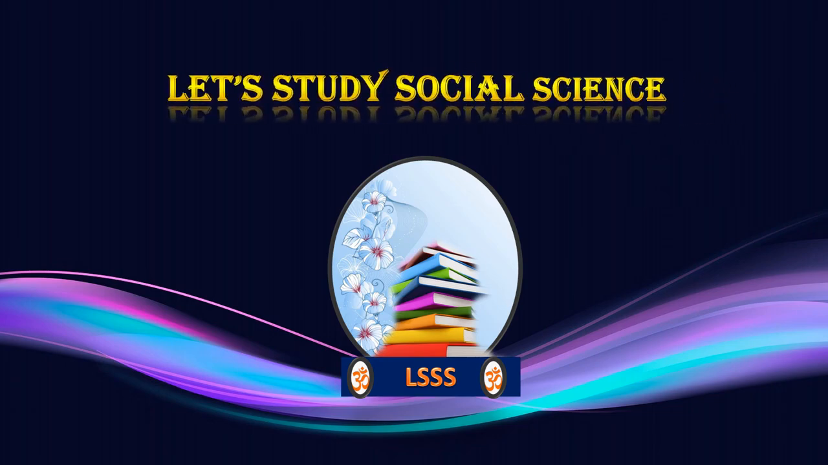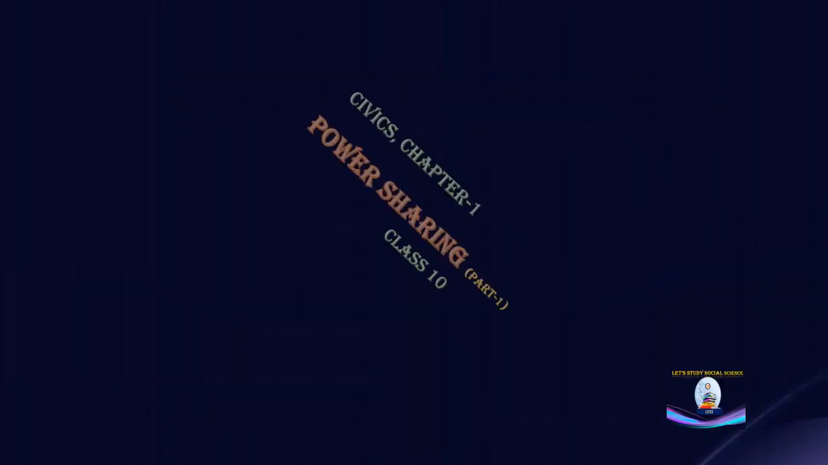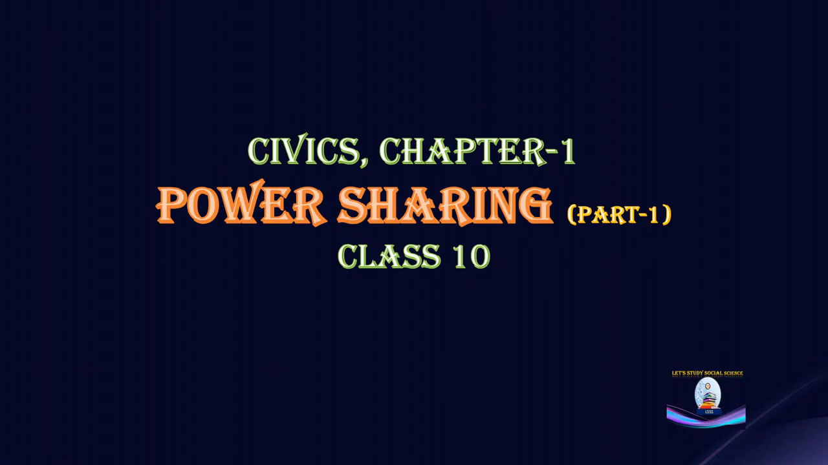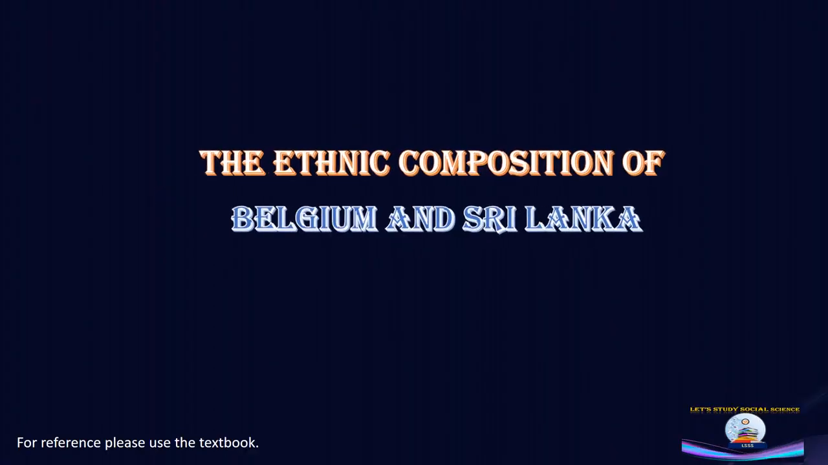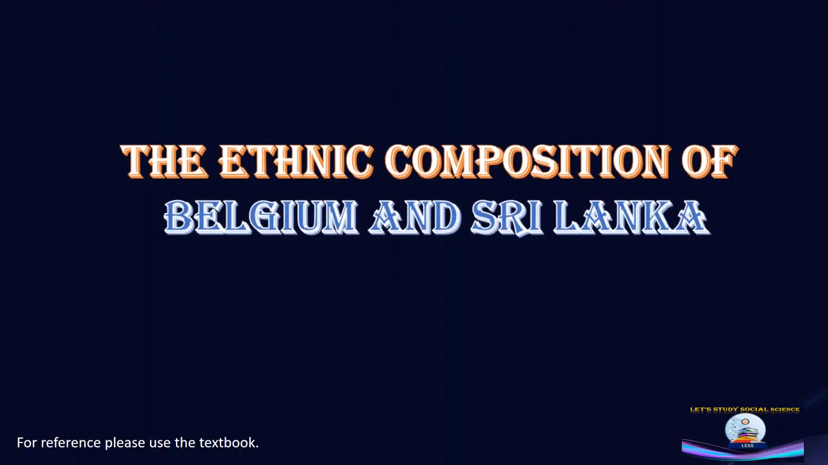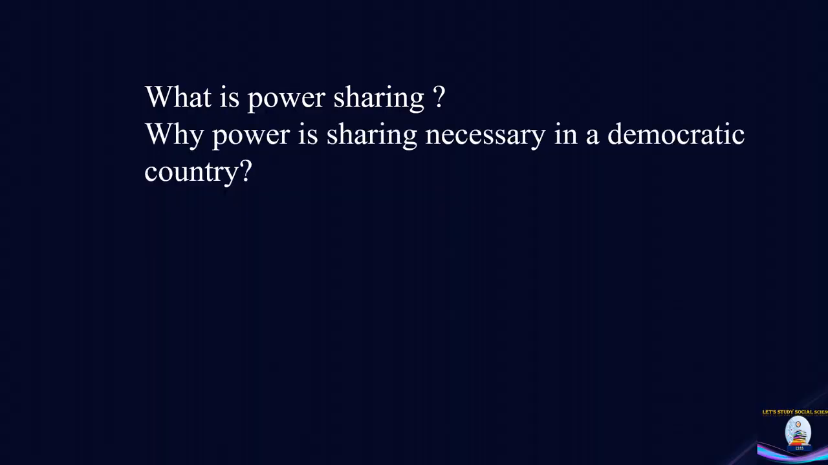Welcome to the study of social science. Today we will be doing the first chapter of Civics, Power Sharing, for class 10th. And the topic is the ethnic composition of Belgium and Sri Lanka. We would be discussing what is power sharing, why is power sharing necessary in a democratic country.